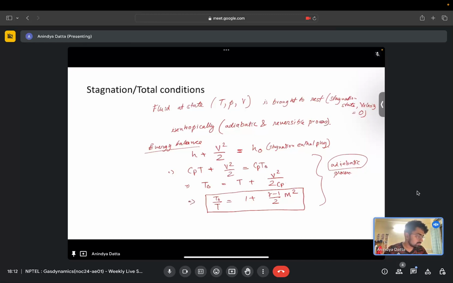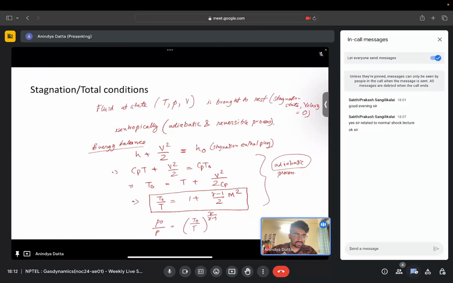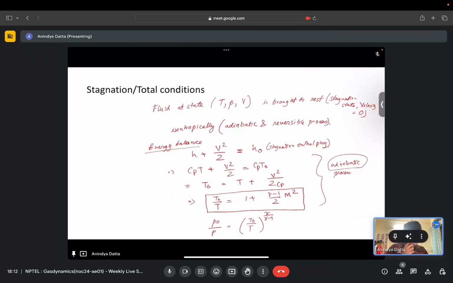But now if you want to get the value of stagnation pressure, then we need to invoke the isentropic assumption, so that we can write the isentropic law, that is this thing, right? From this we get the ratio of stagnation pressure to static pressure. Okay, all right. So these are the important formulas.